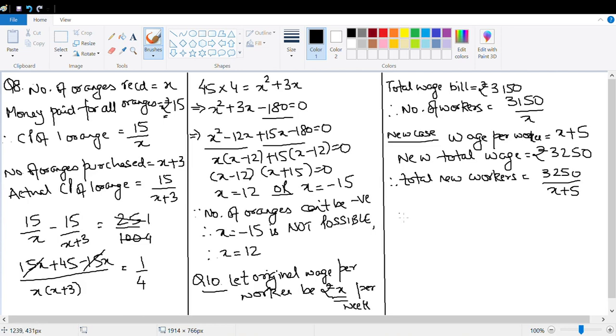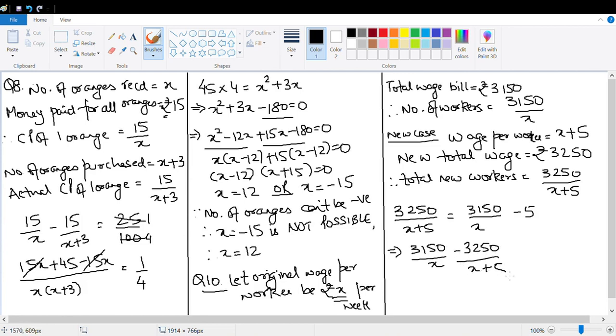Any relationship given? It says that the new number of workers is the whole number of workers minus 5, which means the number of workers is being reduced by 5. So let's make the equation. 3250 upon x plus 5 is equal to 3150 upon x minus 5. Let's bring this on one side. So 3150 upon x minus 3250 upon x plus 5 is equal to 5. I took negative 5 on this side and I took this on this side.